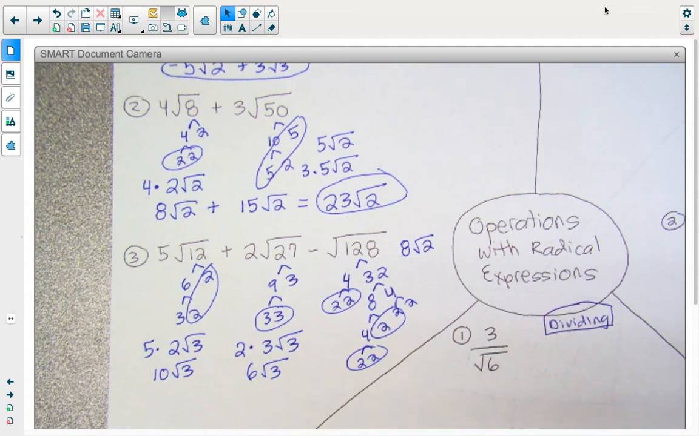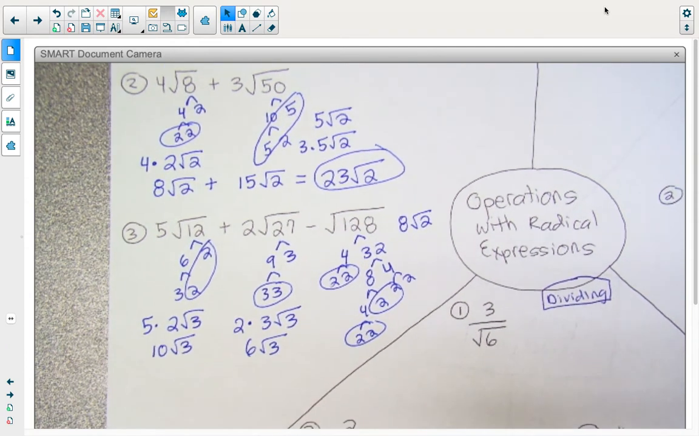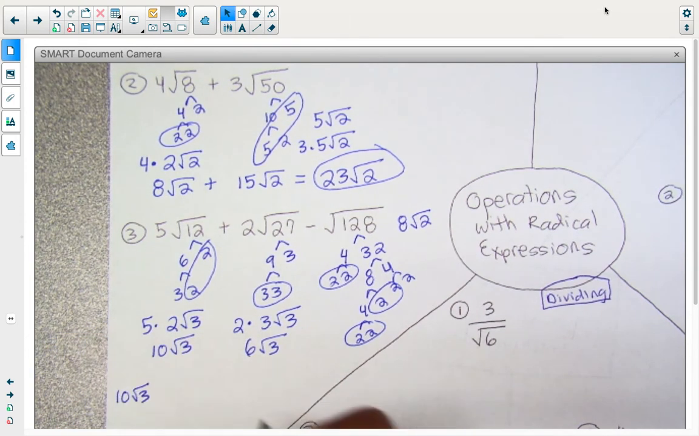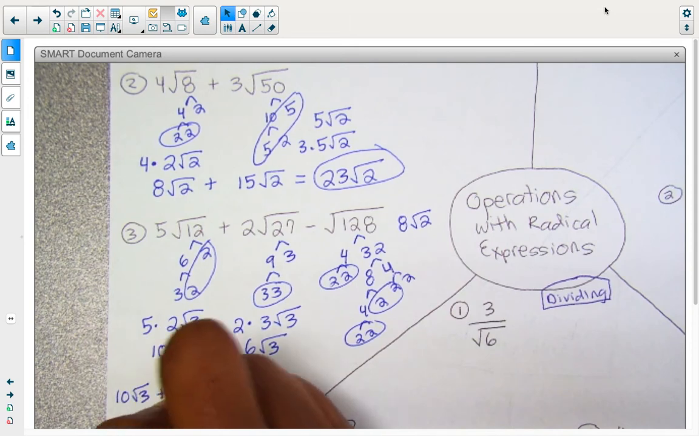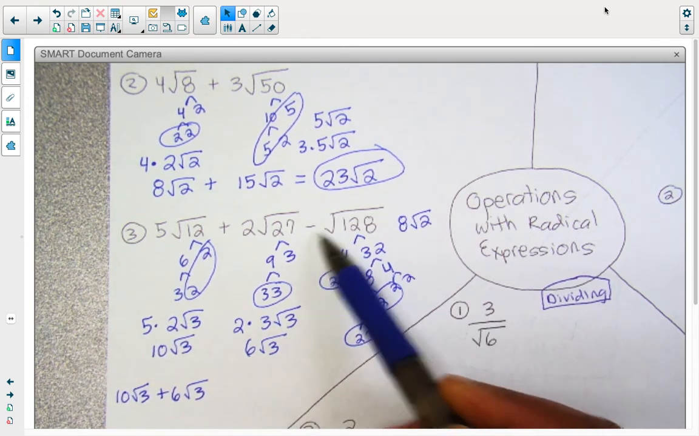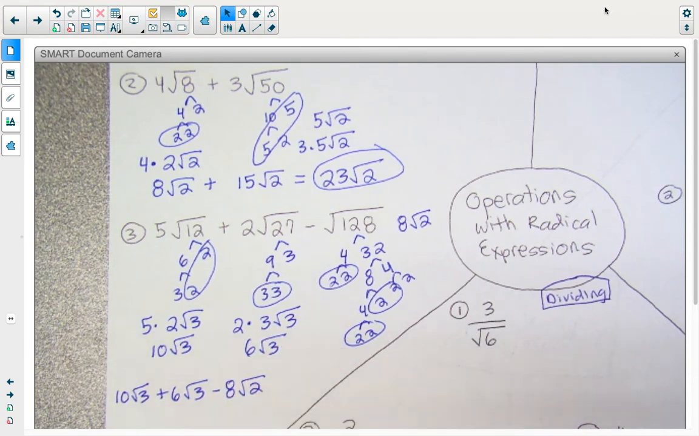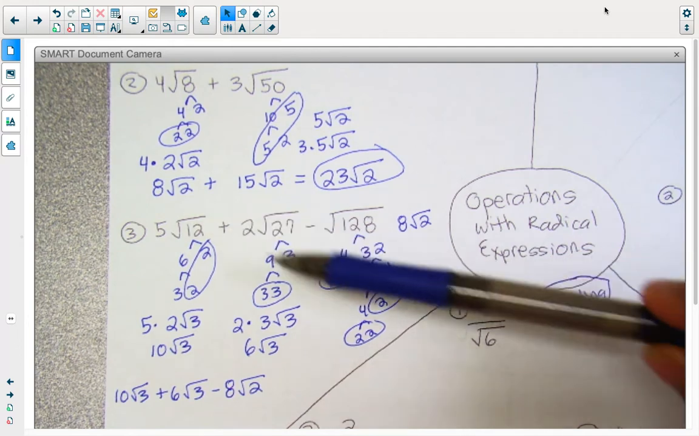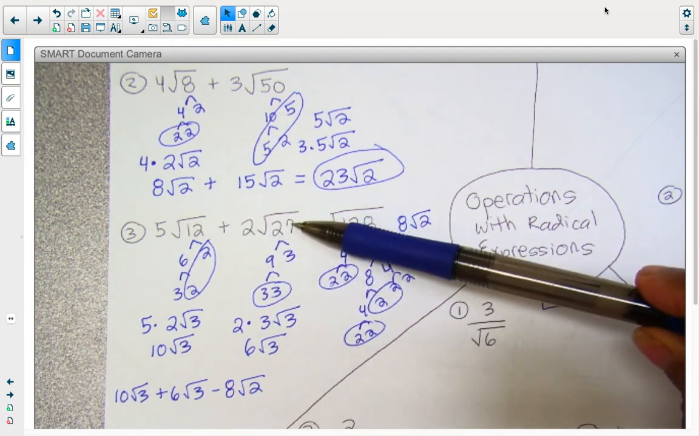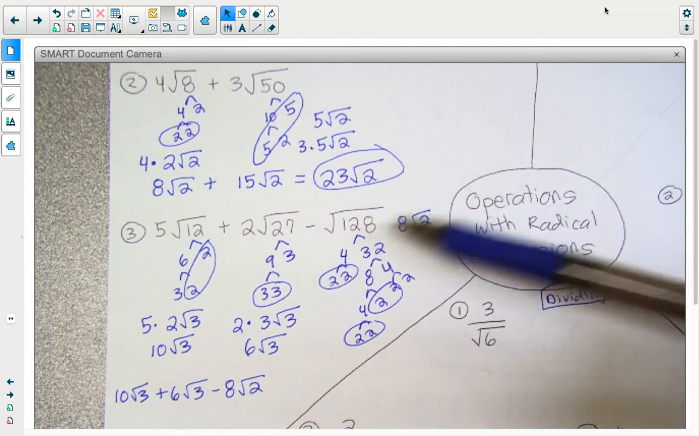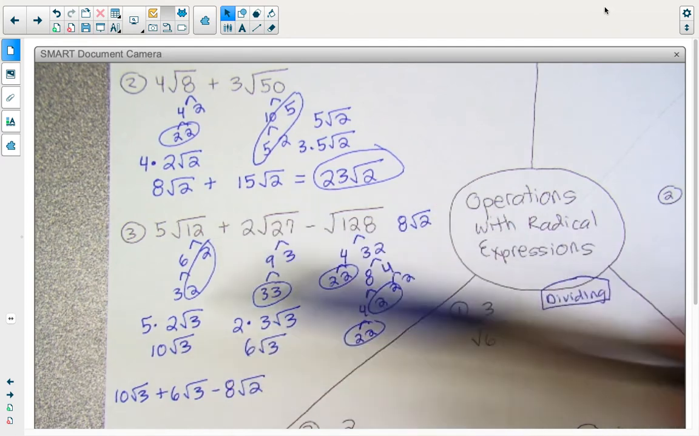Now, as you can see, everything is not the same. So now my problem, if I write it all out in one line, 10 square roots of 3 plus 6 square roots of 3 minus 8 square roots of 2. So 10 square roots of 3 is what my first term simplified to. 6 square roots of 3 came from the second term. And then the square root of 128 was 8 square roots of 2. And then I brought down whatever sign was in between.